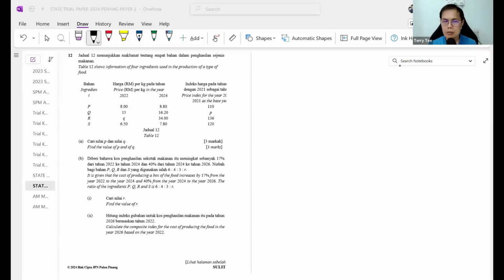Okay, moving on to question number 12. This is from Form 4, chapter 10, index number. Table 12 shows information for ingredients used in the production of a type of food. This is the ingredient, the price given. Actually, this is not written properly.